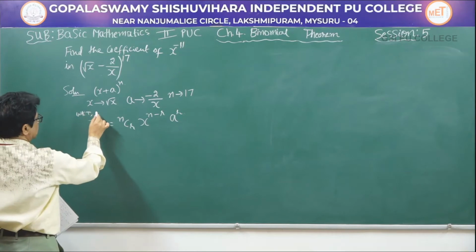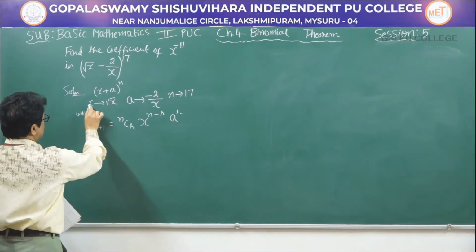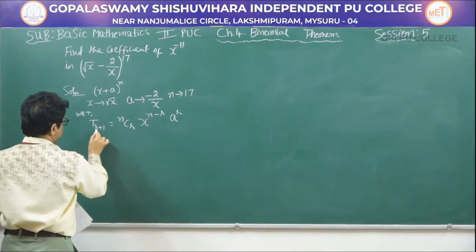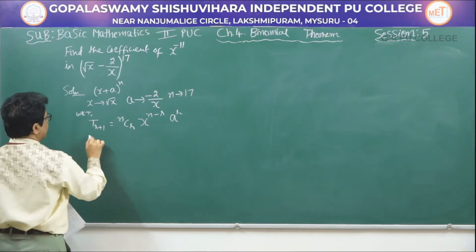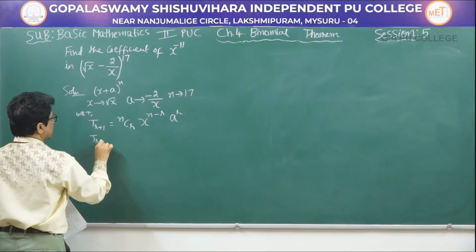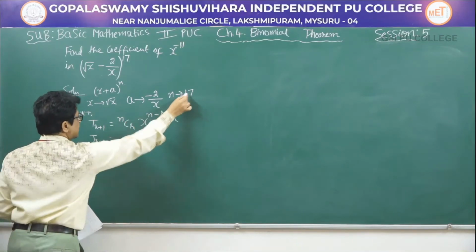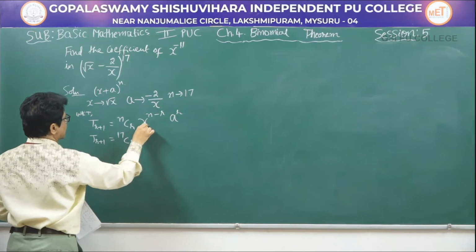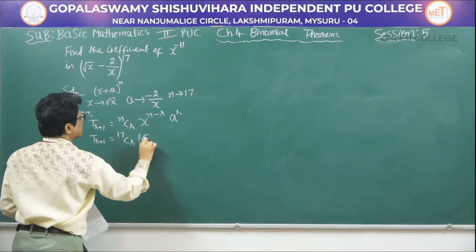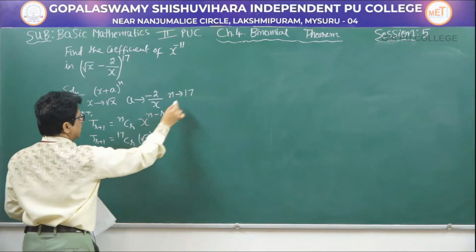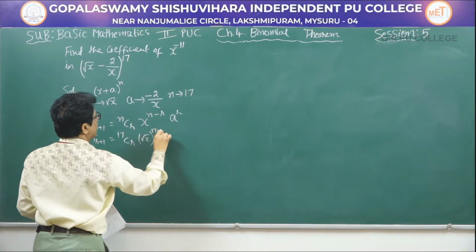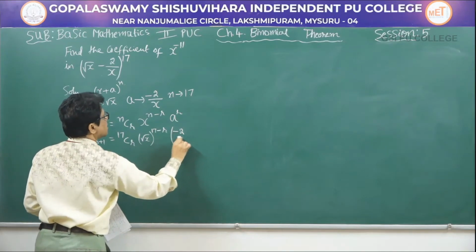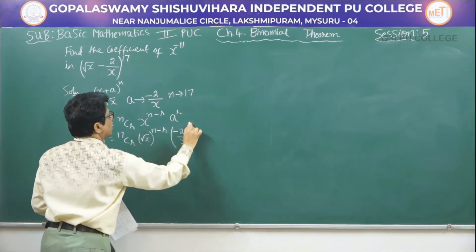Substituting the values of x, a and n in the expression T(r+1), we get T(r+1) is equal to, n is nothing but 17Cr into x is nothing but root x, to the power 17 minus r, into a, a is minus 2 by x, whole power r.